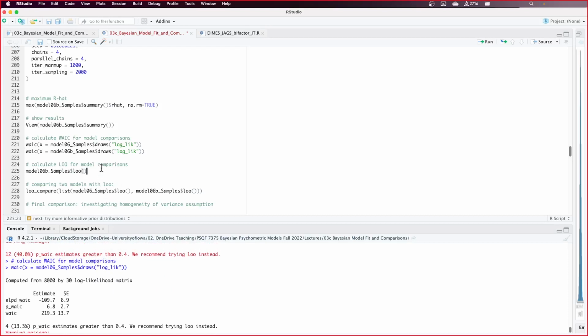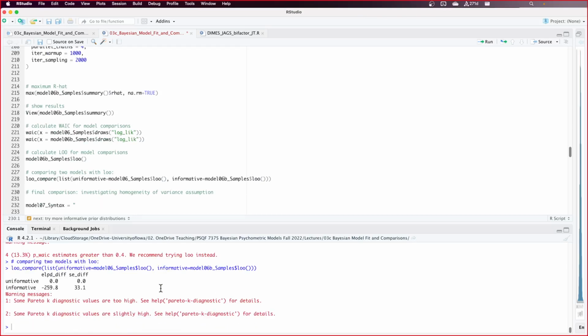Now let's look at leave one out. Turns out the LOO package has a function called loo_compare, and we can name our models in it. We give it a list. We give it the two values, uninformative and informative. And it actually does the comparison, but it does it for us using the ELPD.